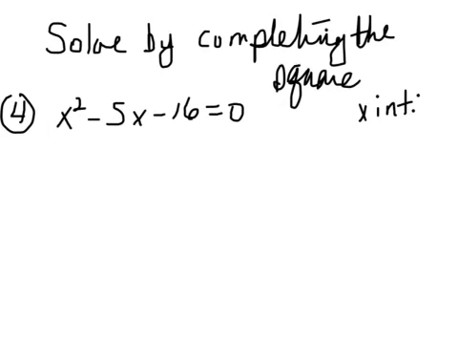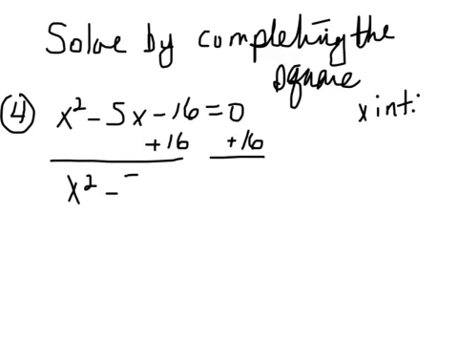Remember, when I complete the square, I move the constant over to the other side. I have to check that x squared term. It's just an x squared. That's good, because if it weren't just an x squared, I would have to factor out what number was in front of the x squared. So right now I have x squared minus 5x is equal to 16.